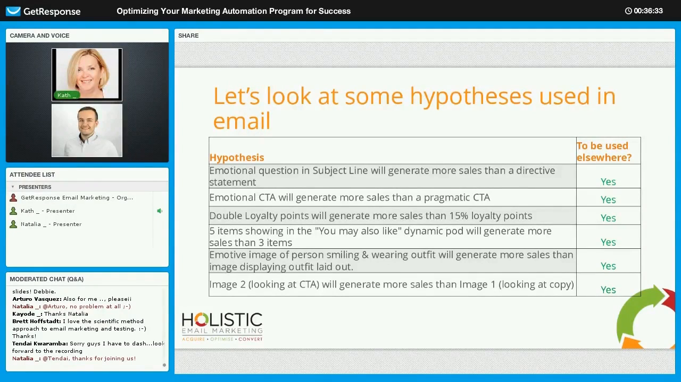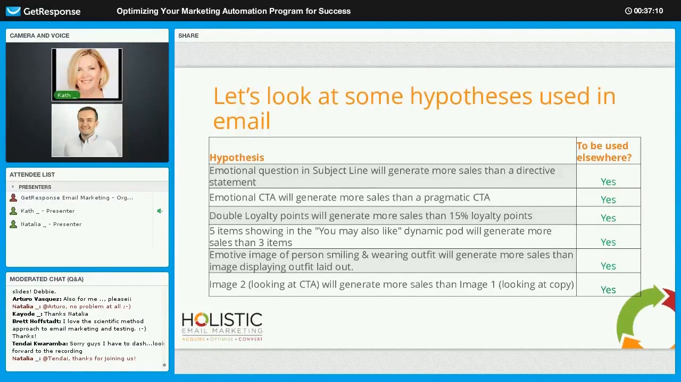So an emotional call to action will generate more sales than a pragmatic call to action. Exactly the same, but we're talking call to actions now instead of subject lines. Double loyalty points will generate more sales than 15% loyalty points. Yes, of course we can use that everywhere. We can use that throughout the website, in all of our offers, even in our offline printing, in our PPC ads, you name it, social media, it's everywhere. Five items showing in a 'you may also like' dynamic pod within your email will generate more sales than three items. Absolutely, if that proved to be true, yes. We can also be carrying that through to the product page itself as well.